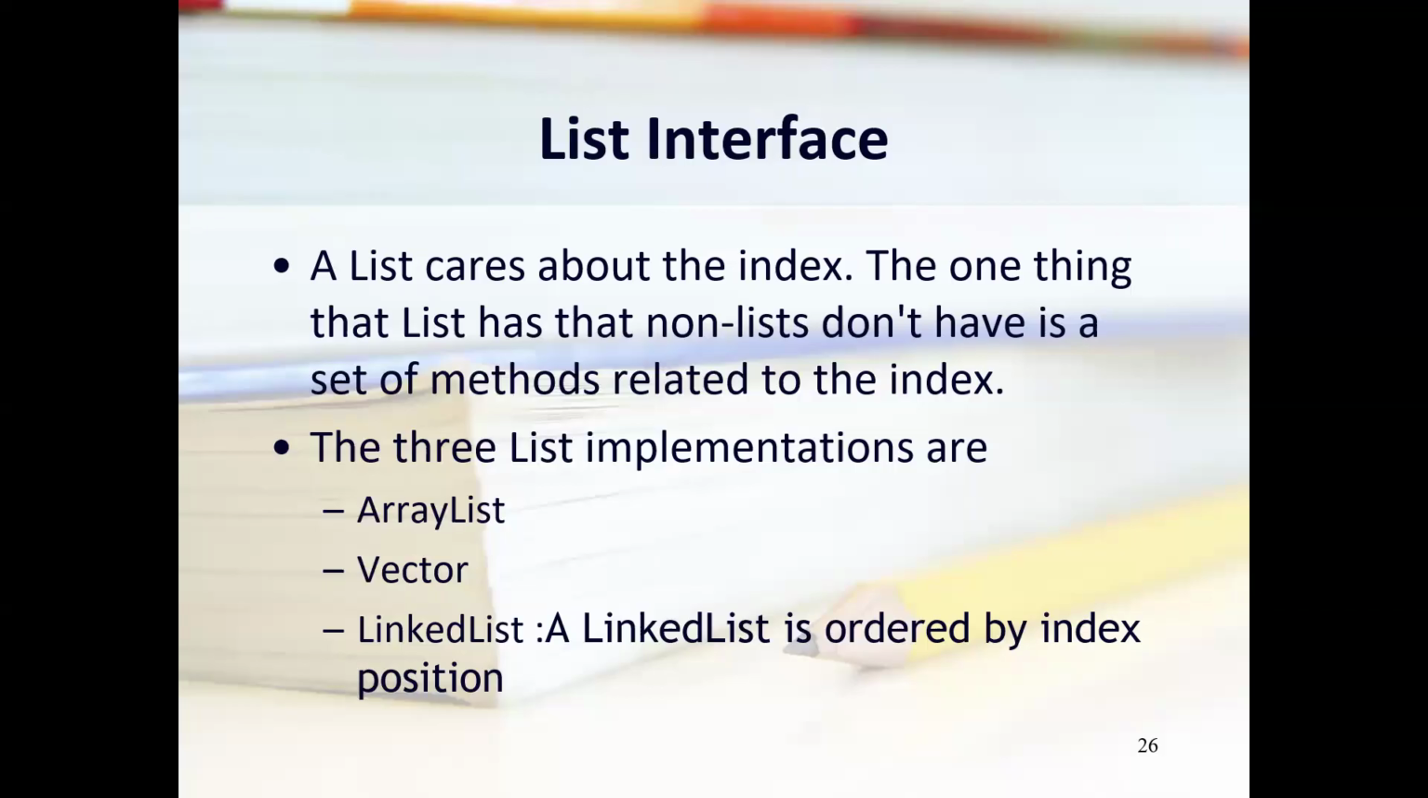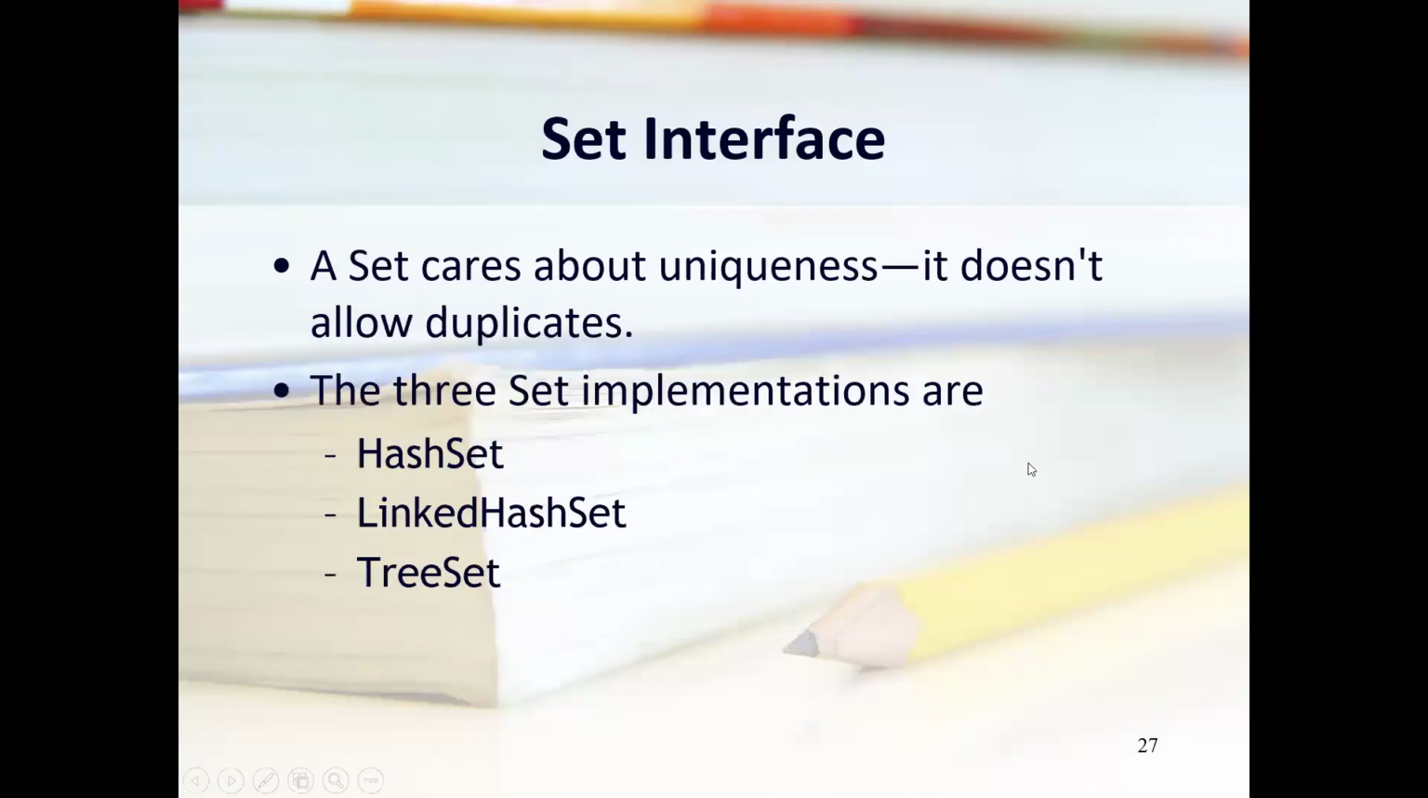Using this collections framework, we mainly have list, set, map, and queue. The list cares about the index. When it comes to the other types, that means map, set, and queues, there are no methods related to the index. Under the list interface, we have array list, vector, and linked list, and we'll see how to declare an array list and how to work with it.